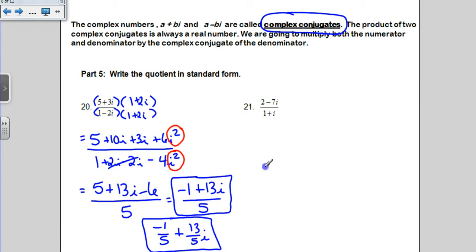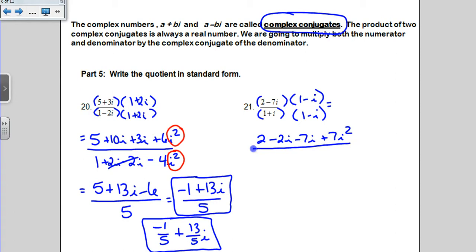Alright, number 21, we have to multiply by the complex conjugate of our denominator. So our denominator right now is 1 plus i, so its conjugate would be 1 minus i. So when I do that, in my numerator, I get 2 minus 2i minus 7i plus 7i squared. A lot of simplifying to do there. And in my denominator, I get 1. I'm not even going to bother writing the outer and the inner term because they're going to cancel. So blah blah, and then minus i squared.